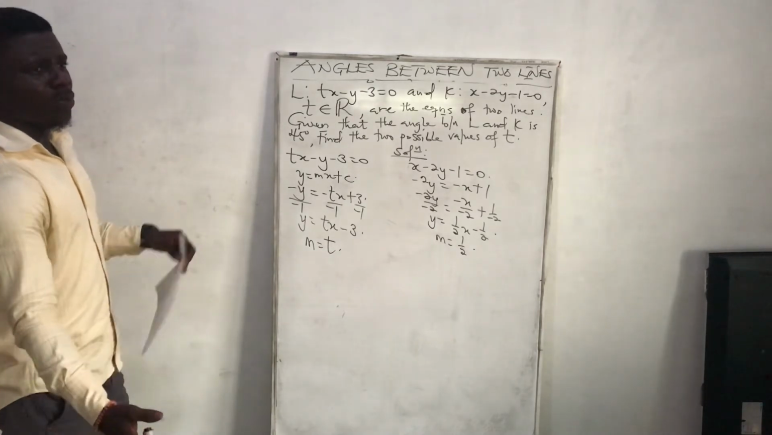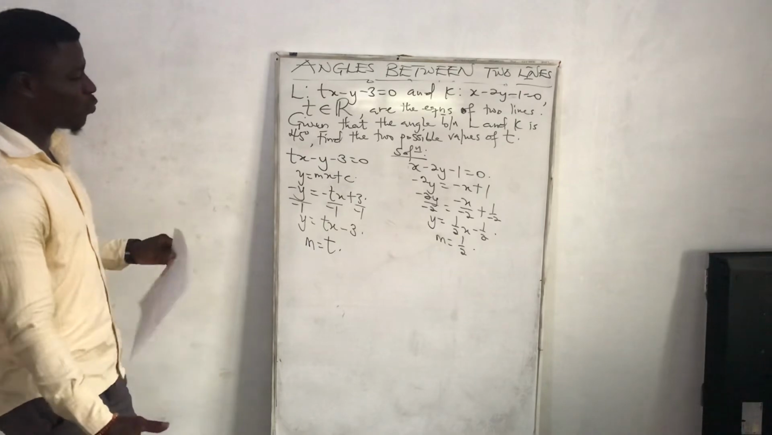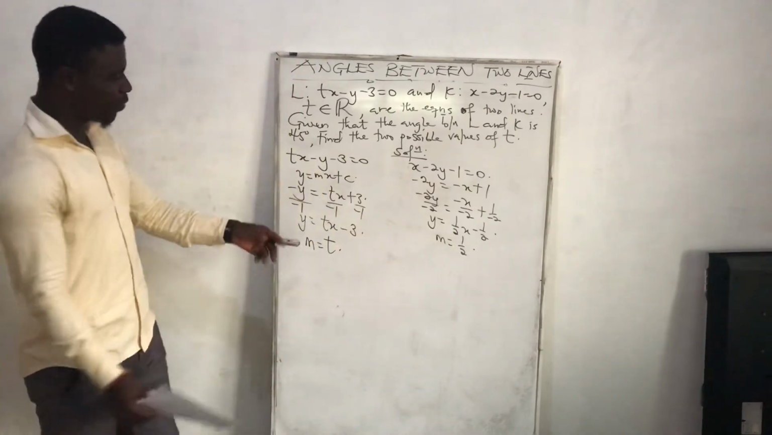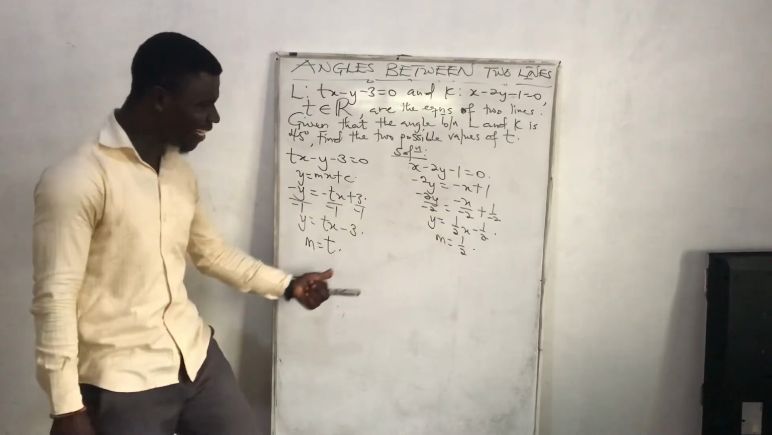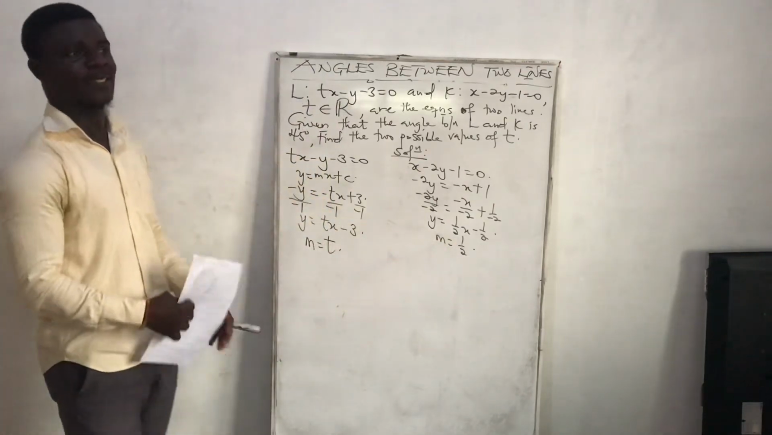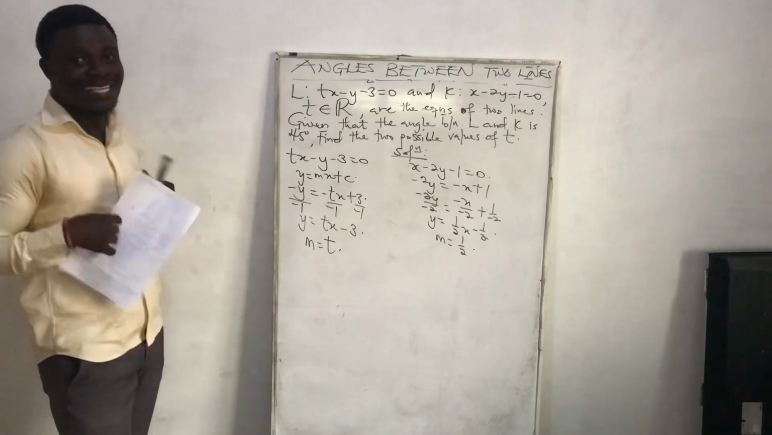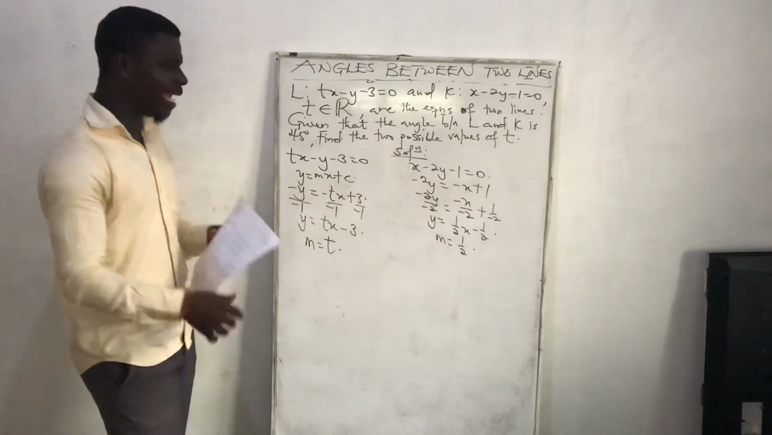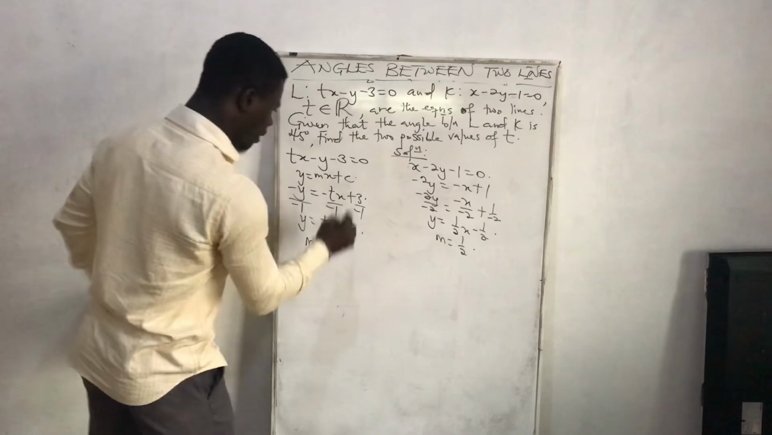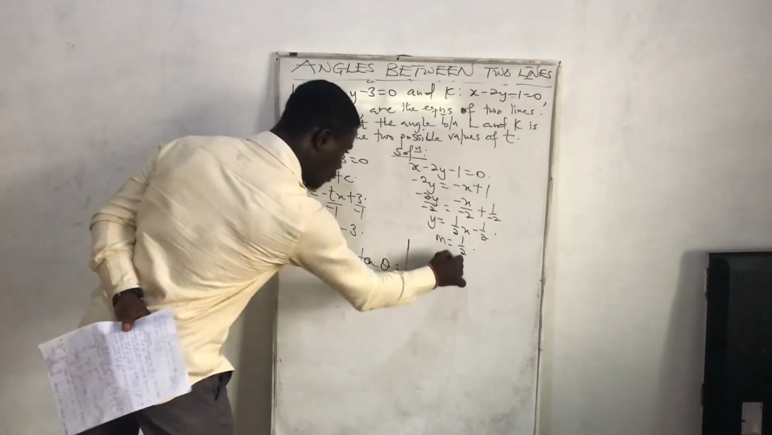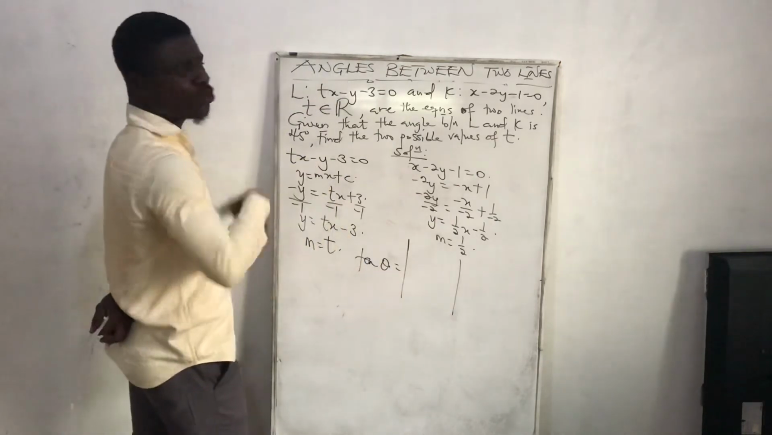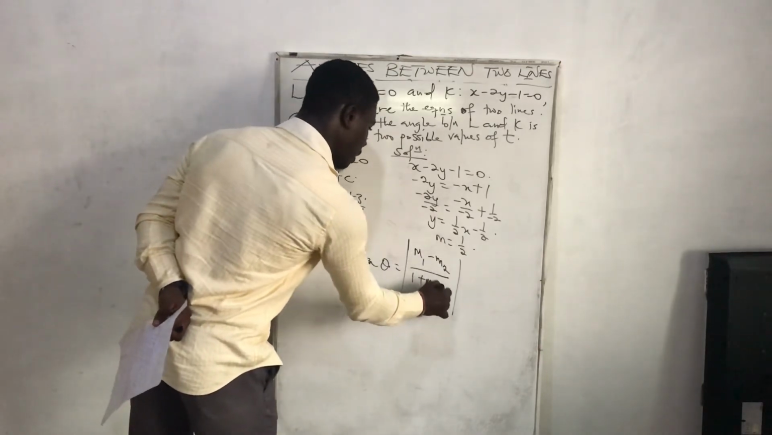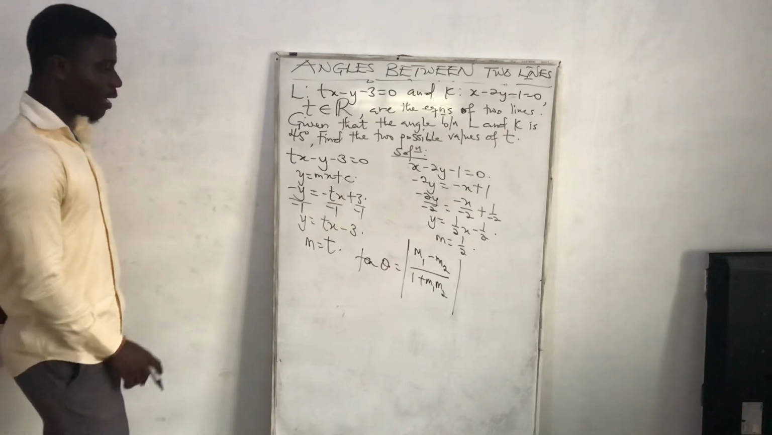Now, we said that m1 should be greater than m2, which should be greater than 0. But this time around, we don't know t. So we cannot say whether t is greater than a half or a half is greater than t. We don't know. Then what we have to do is take this formula: tan theta is equal to the absolute value of m1 minus m2 all on 1 plus m1 m2, because we don't know. Then we proceed.